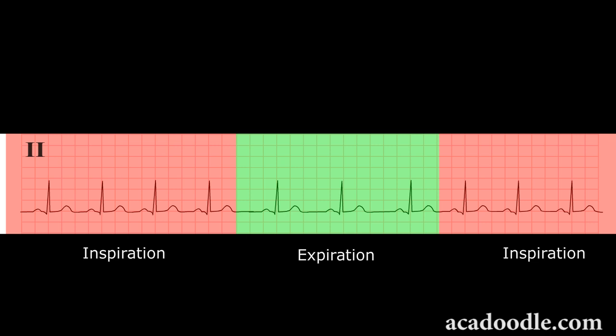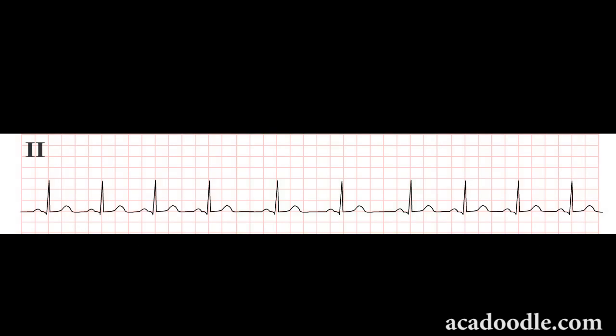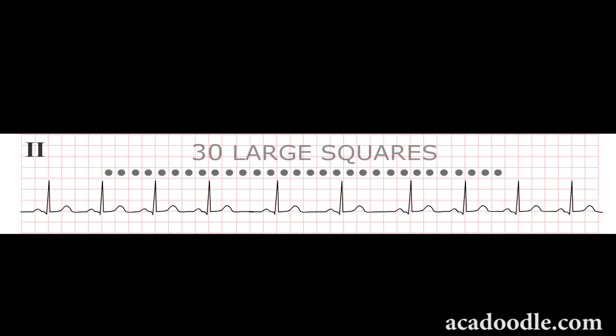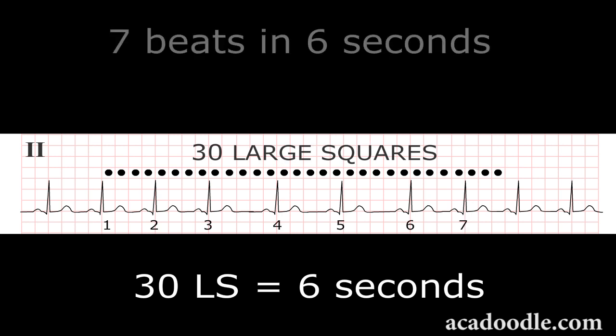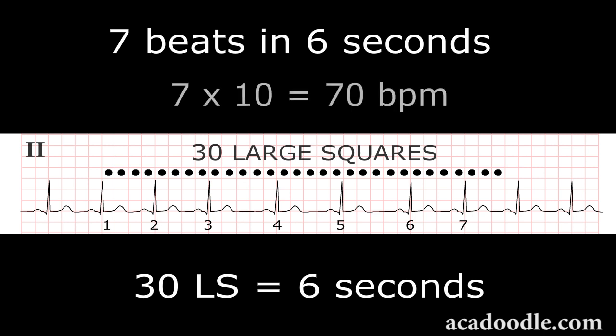We cannot use the RR interval technique to calculate heart rate in this case, as the RR interval varies. When calculating the heart rate from an ECG in the presence of an irregular rhythm, count out 30 large squares. Now, remembering that 5 large squares equates to 1 second, 30 large squares corresponds to 6 seconds. Count the number of R waves in these 30 squares. In this case, there are 7. 7 beats in 6 seconds gives a heart rate of 70 beats per minute.